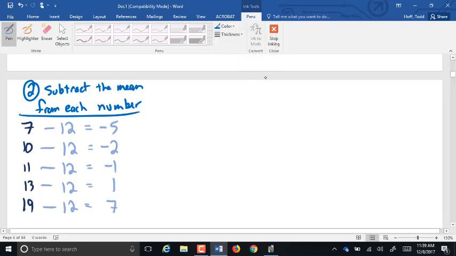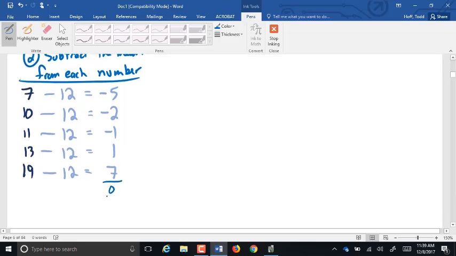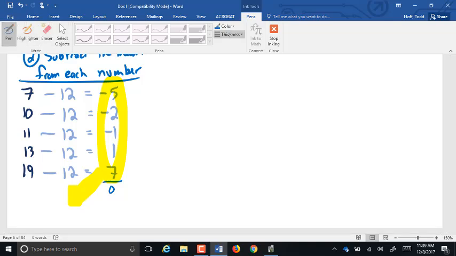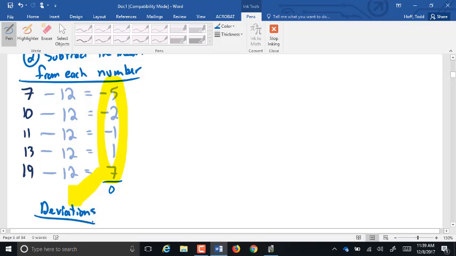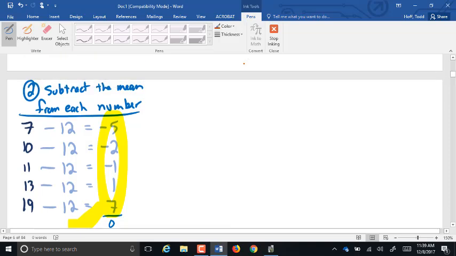If we wanted to double check ourselves here, we would add that up. That should add up to be 0. These numbers here are called the deviations. That's how far each number is away from the mean. Called the deviations, or sometimes called the deviation from the mean. Brings us to step 3. Square each deviation.